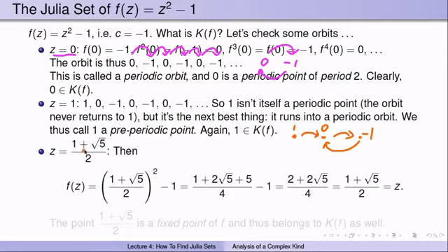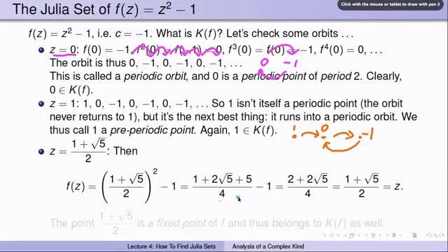Let's look at another example. z equals (1 plus square root of 5) over 2. What is f of z? f of z is z squared minus 1, so ((1 plus square root of 5) over 2) quantity squared minus 1. Let's multiply through. (1 plus square root of 5) quantity squared is 1, plus 2 times square root of 5, plus square root of 5 squared, which is 5. We square the denominator as well, which gives us this 4, and then we need to subtract 1.